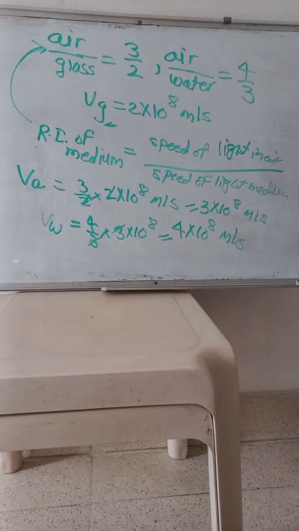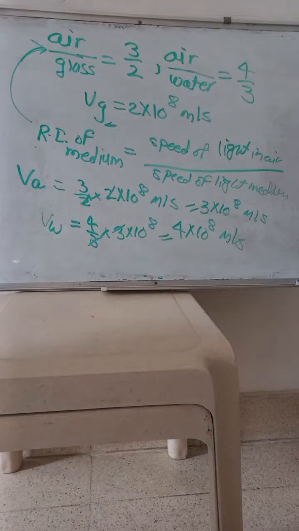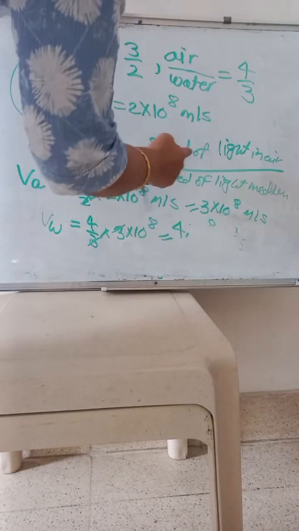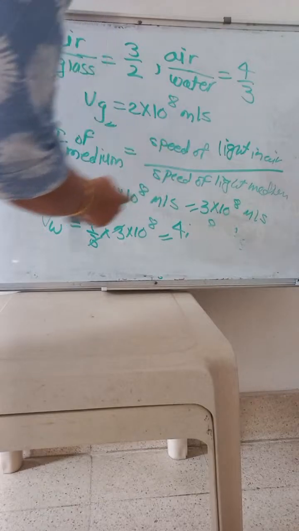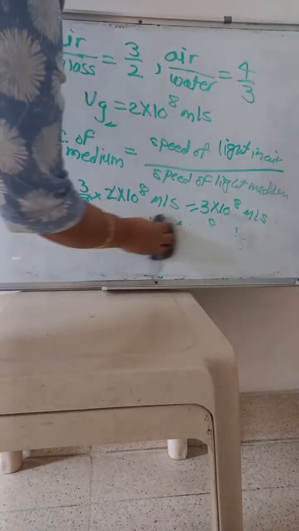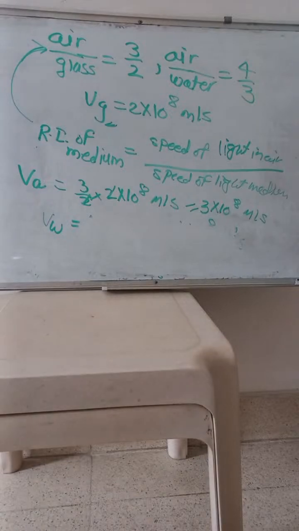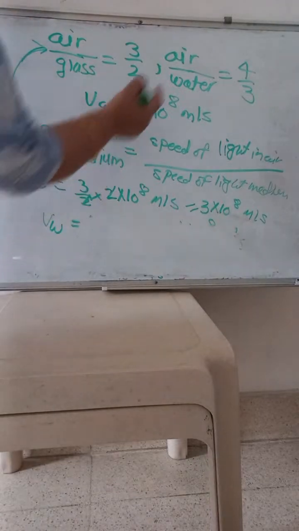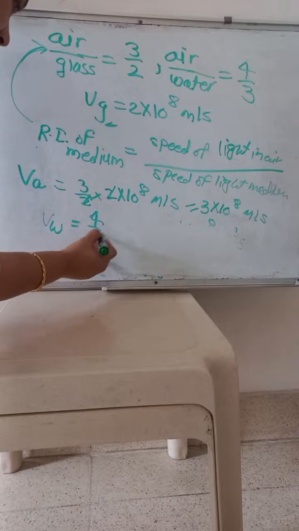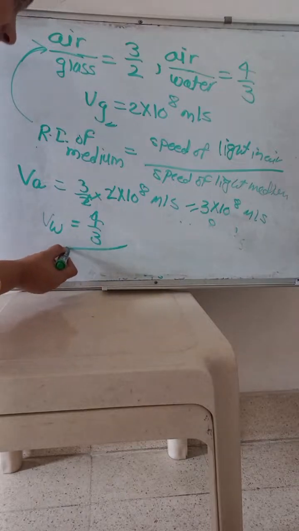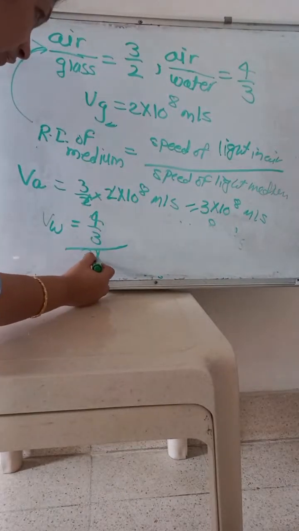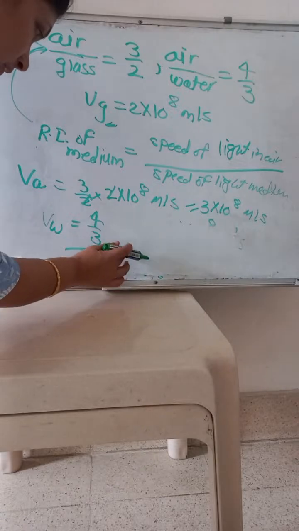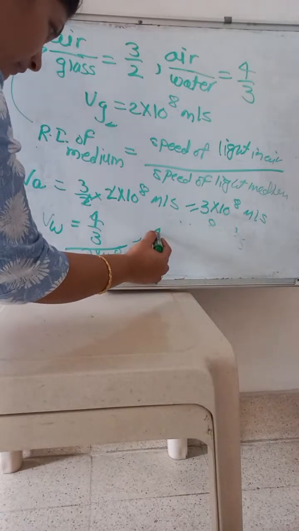Here we have to calculate the speed of the water. We have to divide here, because the speed of the light in the air will go and divide here. Take it as 4 by 3, and this should be divided by 3 into 10 raised to 8.